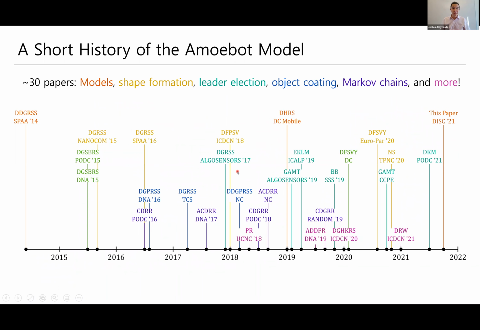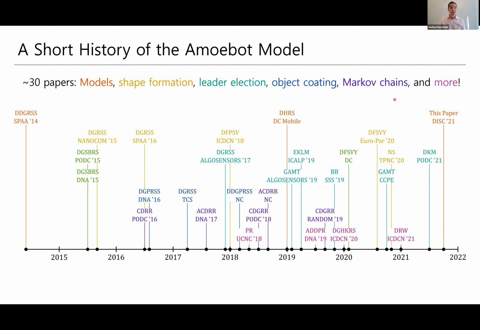So under this formulation of the Amoebot model, there have been about 30 or so papers since this was originally introduced at SPAA 2014, looking at a whole variety of problems, ranging from shape formation to leader election, object coating, compression, bridging, convex hull formation, collaborative computation, just all sorts of things.